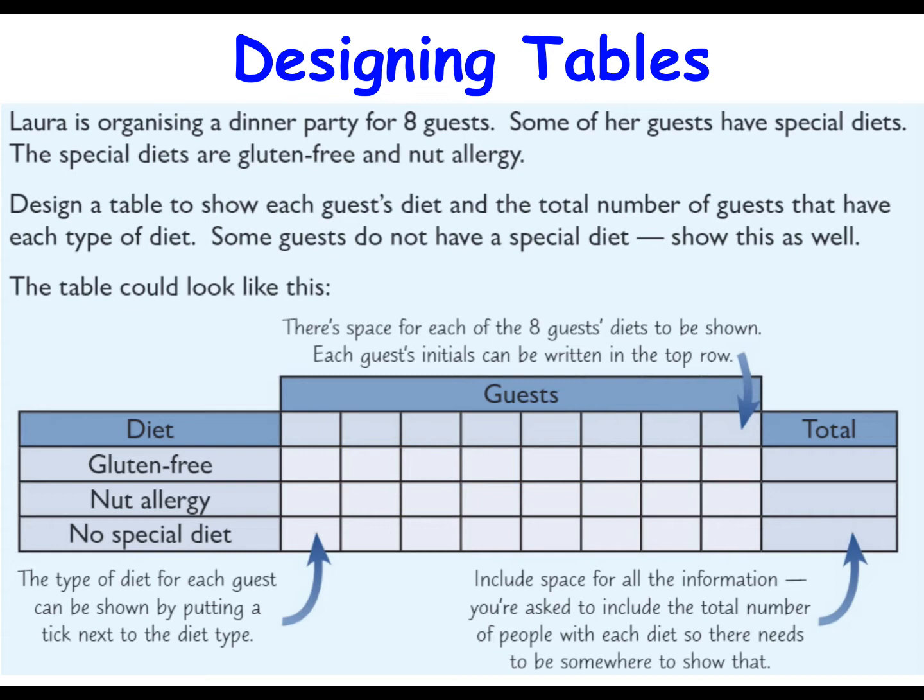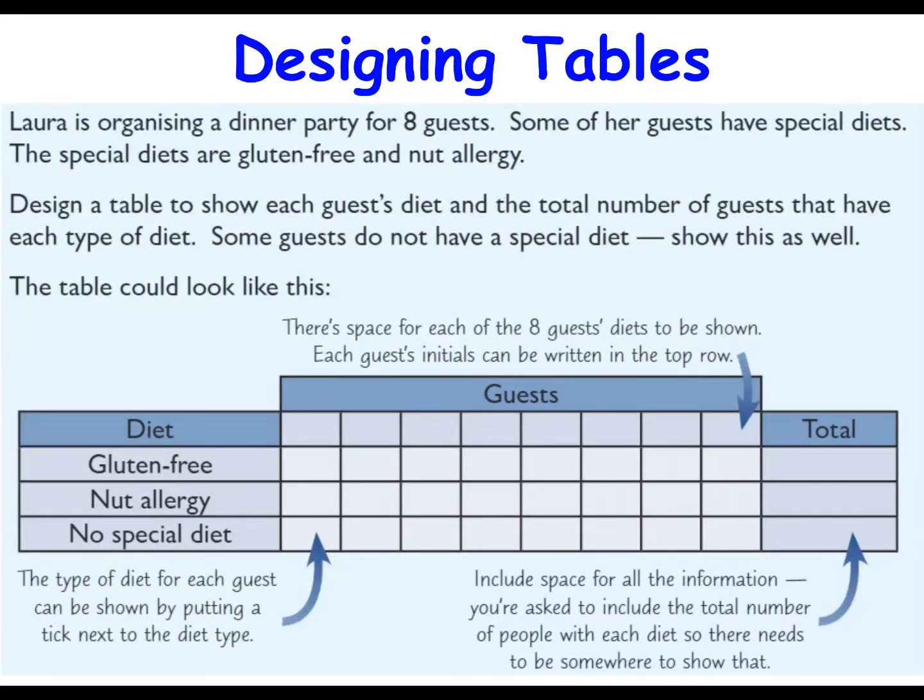So here, to show you how to design a table, we have Laura, who's organizing a dinner party for 8 guests. Some of her guests have special diets. The special diets are gluten-free and nut allergies. The original question was asking us to design a table to show each guest's diet and the total number of guests that we have for each type of diet. Some guests do not have a special diet, so we need to show this as well.